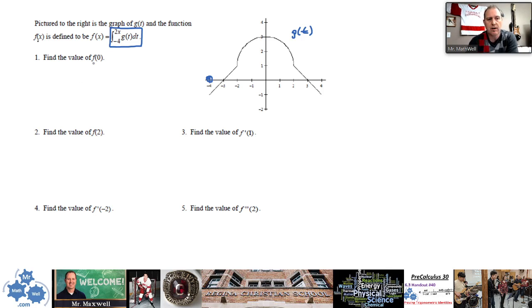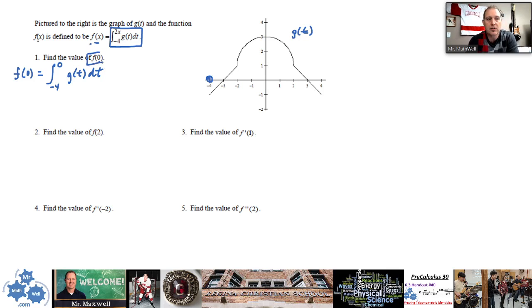So f of 0 is what the first question is asking for. Well, f is the integral, and x is 0. So here's f, this is the definition of f, and I'm going to put 0 in for x. So it's actually the integral from negative 4 to 2 times 0, of g of t dt. And this graph is g of t.